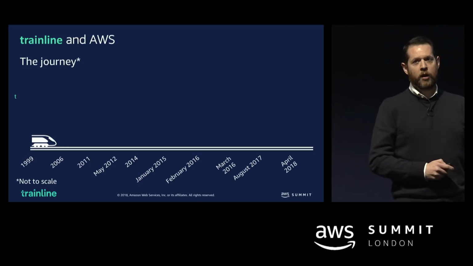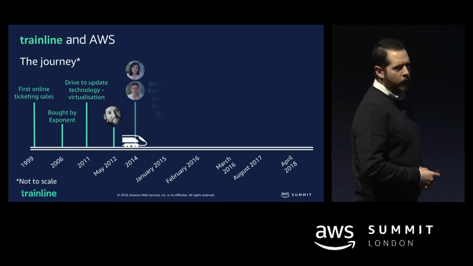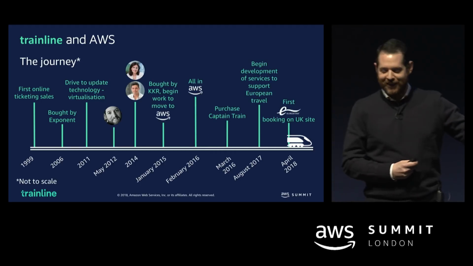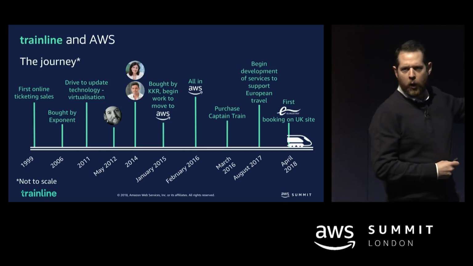Trainline. So Trainline are actually quite a lot older than most people realize. We started in 1999 with our first online ticket sale. My PowerPoint skills are amazing. It gets better, don't worry. So we were then bought by Exponent, and previously to that, we were owned by Virgin Trains.